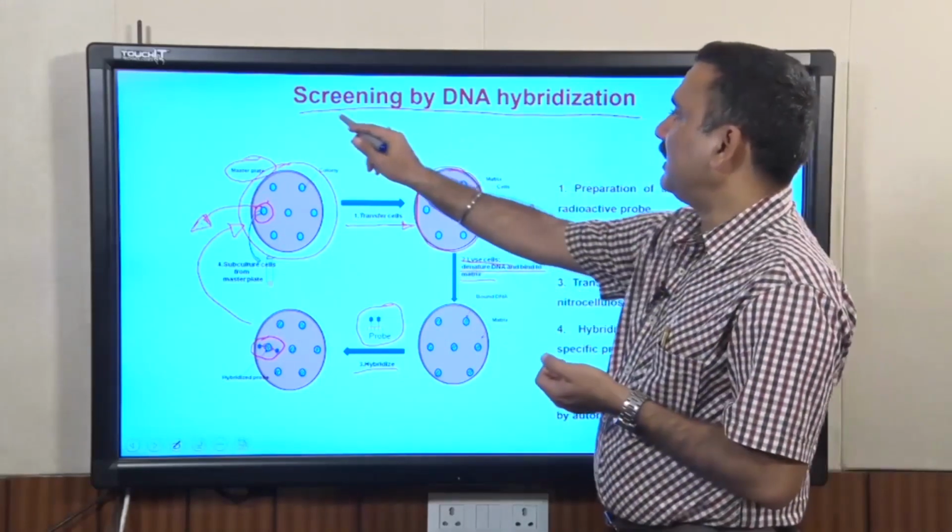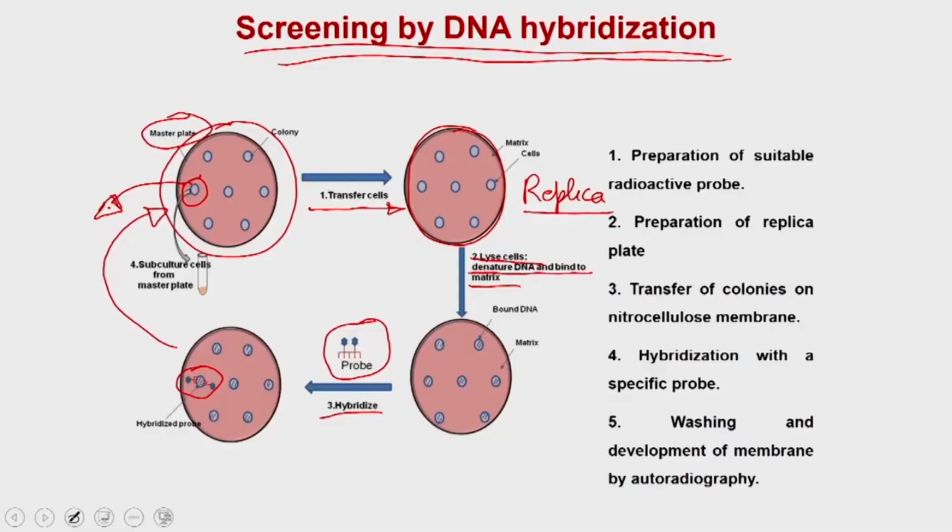So, screening by DNA hybridization is a multi-step process. First, you have to prepare a suitable radioactive probe, which is actually this one. Then you have to prepare the replica plate, which we have already discussed: from the master plate you will prepare a replica plate. Then you will transfer the colonies onto the nitrocellulose membrane.